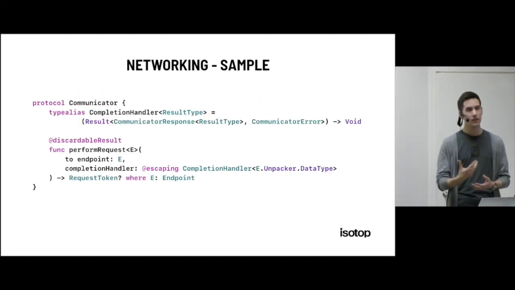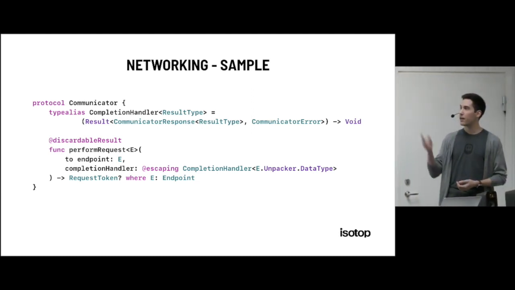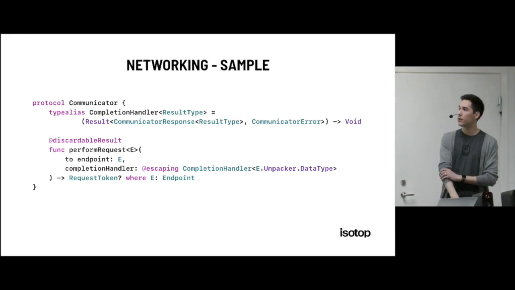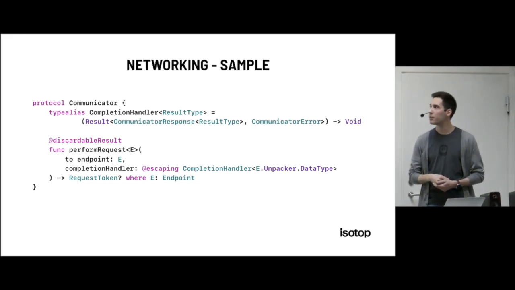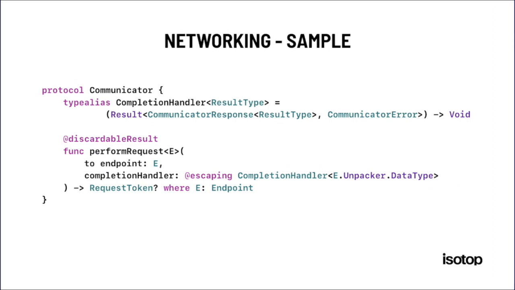You pass endpoint instances to something we call a communicator. You see the perform request function in the bottom half of the view. It takes an endpoint and a completion handler. And so this completion handler, you can see the type alias at the top. It uses the Swift 5 Result type that my colleague Veronica talked about earlier. And the thing you get back is the data type from the unpacker of the endpoint.